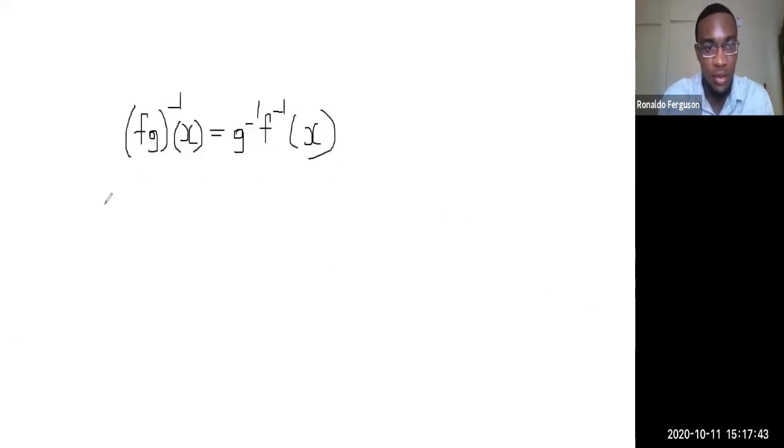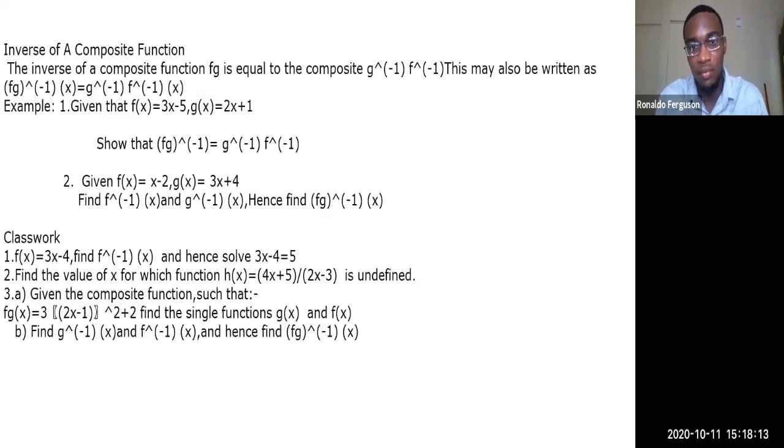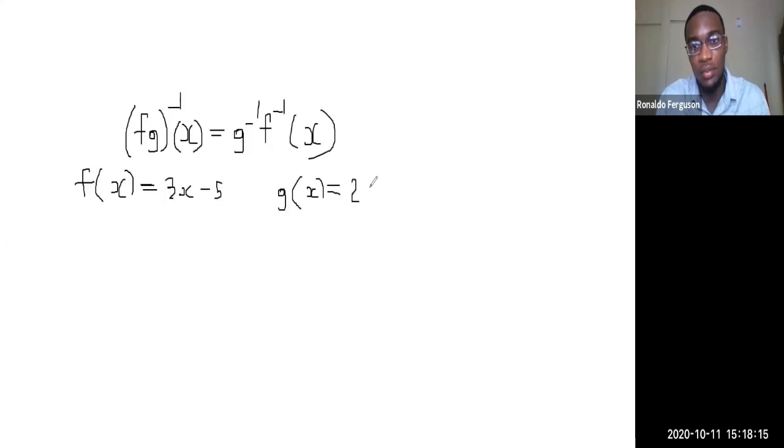So this is all we need to know. The question said that f of x is equal to 3x minus 5, and g of x is equal to 2x plus 1.